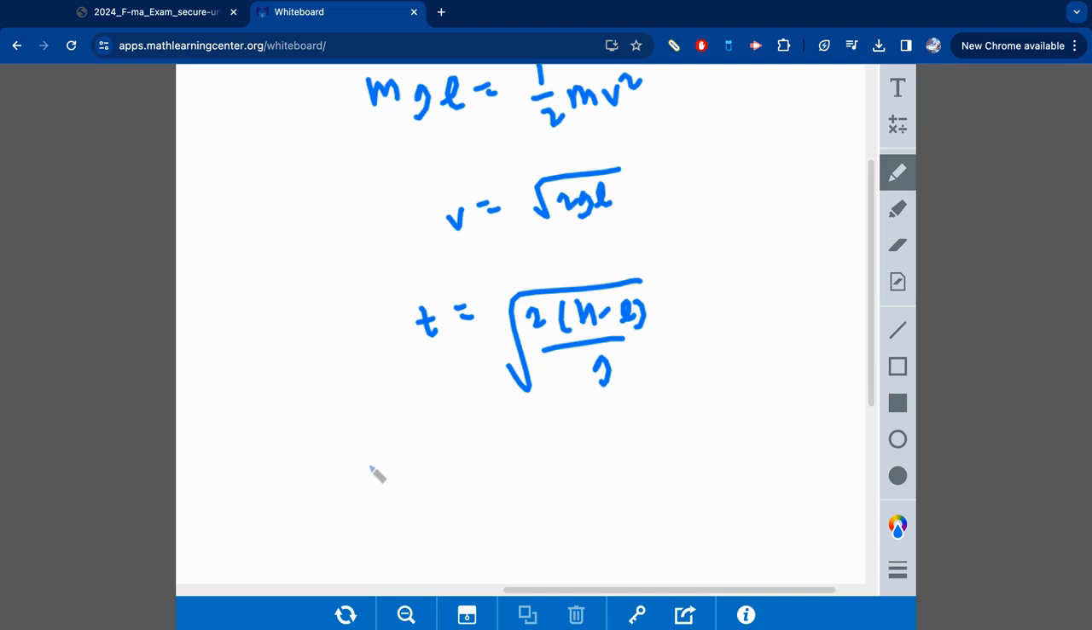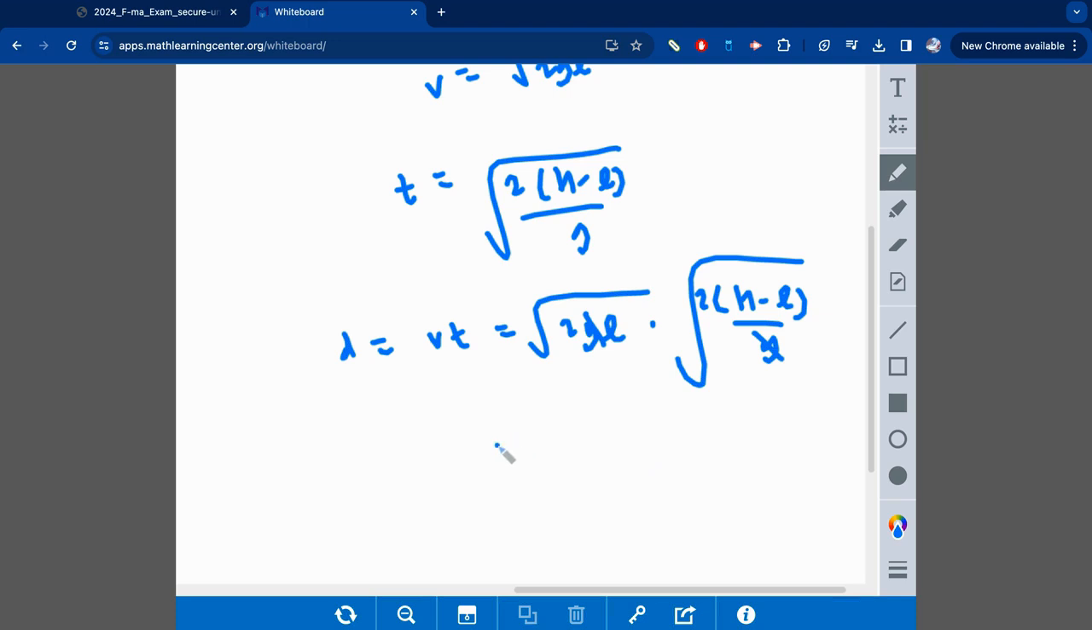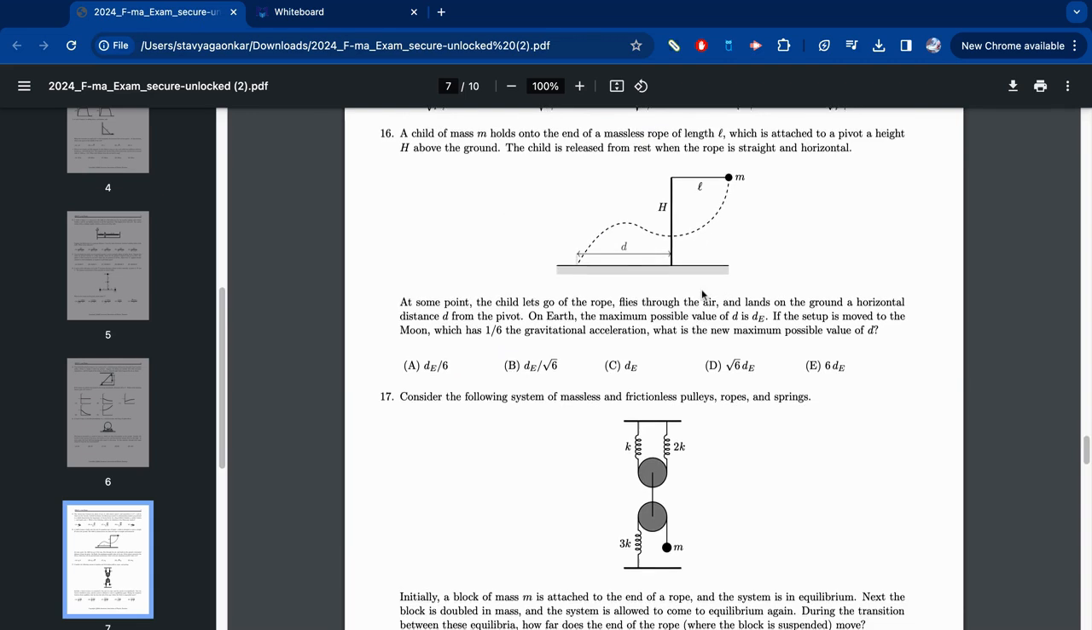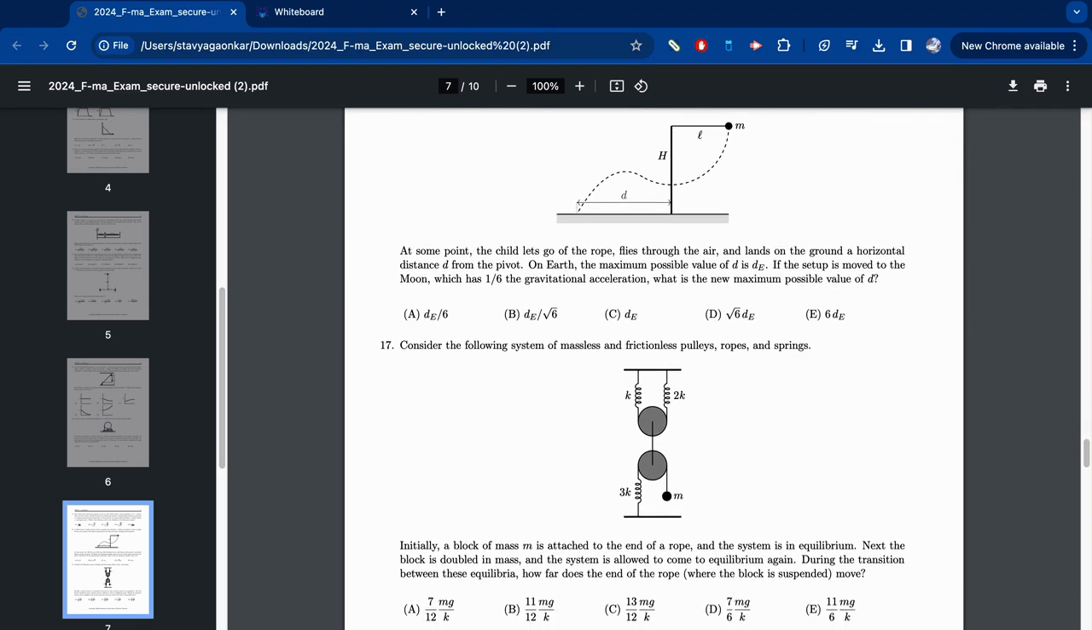Which means that d is just vt, which is root 2gL times root 2 over g. Cancel these out. We get 2 root L times h minus L, which basically shows that it's not dependent at all on g. So even if we do it on the moon, which has 1/6 of the gravitational acceleration, the new maximum possible value of d will be the exact same.